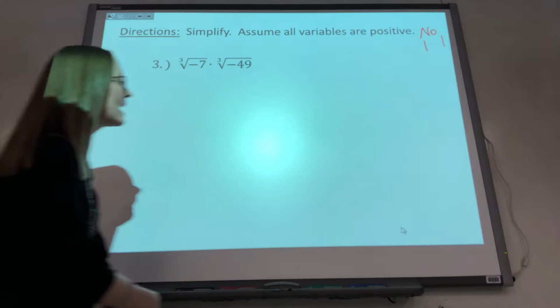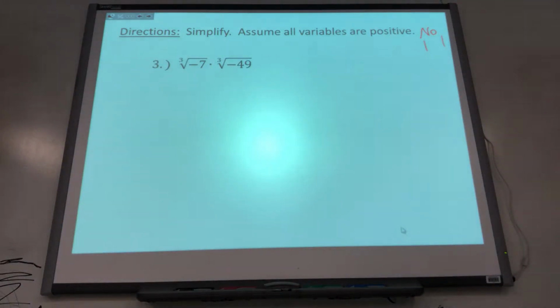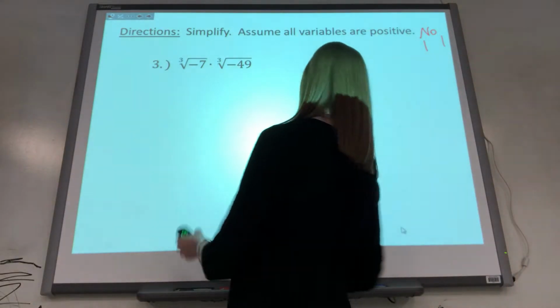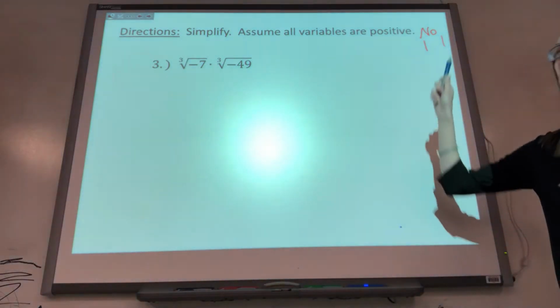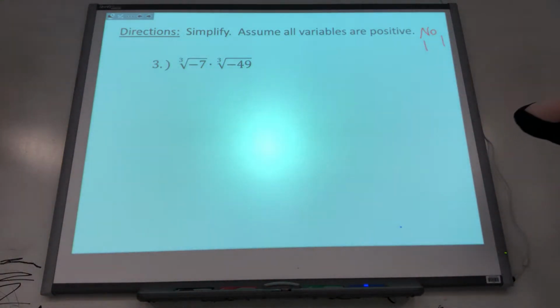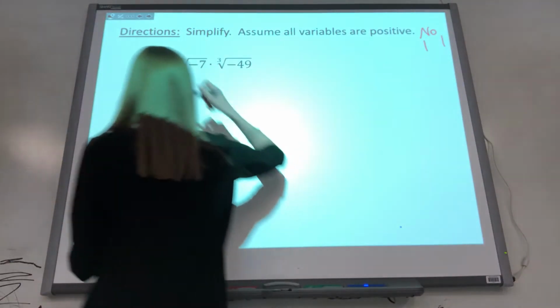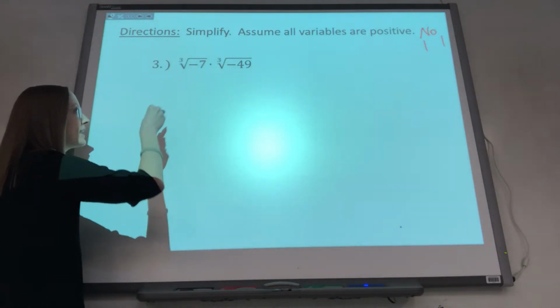And number 3 has cube roots. It's the cube root of -7 times the cube root of -49. On your calculator, you probably could just type all of that in at one time. If your calculator is kind of weird and it doesn't show you 2 steps at once, then here's another way to do it.